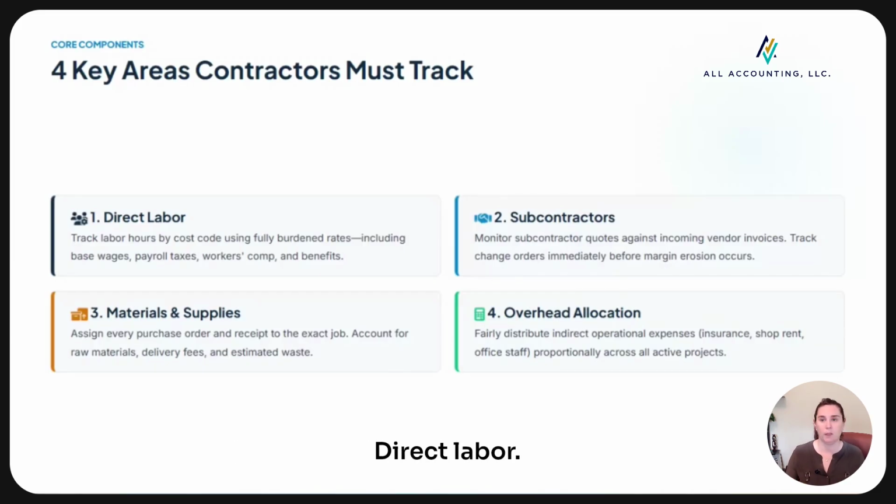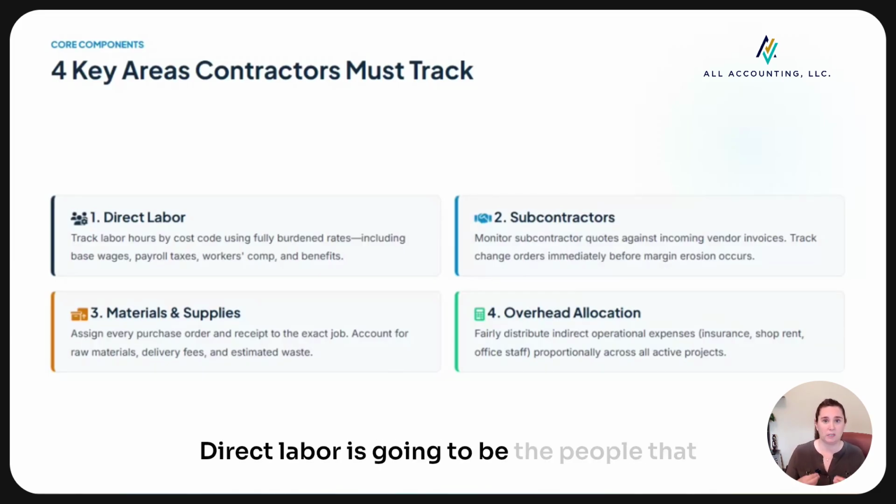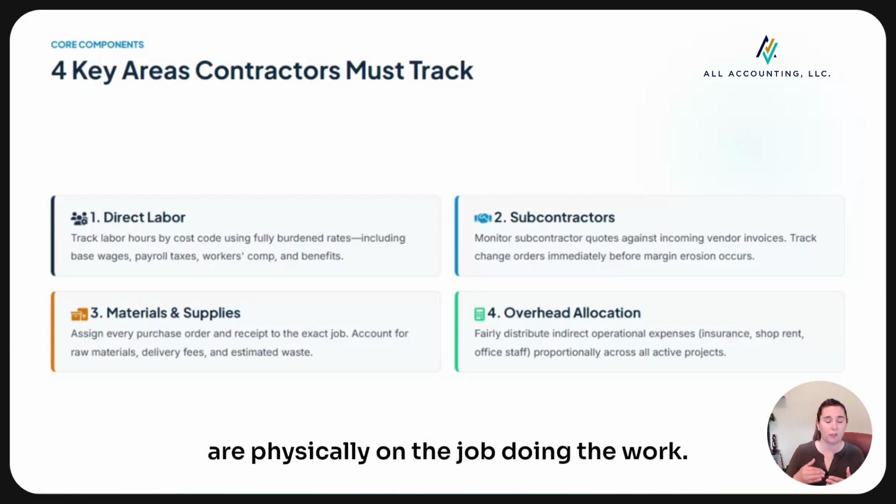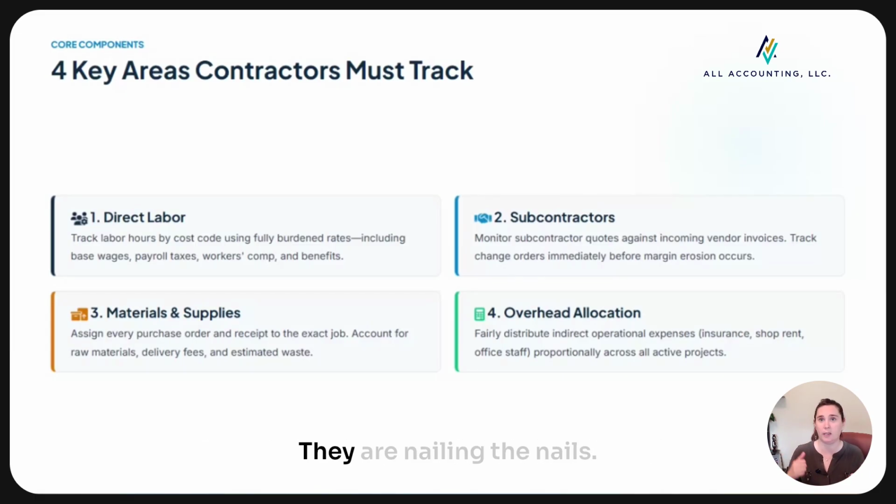Direct labor is going to be the people that are physically on the job doing the work. They are hanging sheetrock. They are nailing the nails. They are pouring concrete. If you didn't have them, you are not able to perform the work.